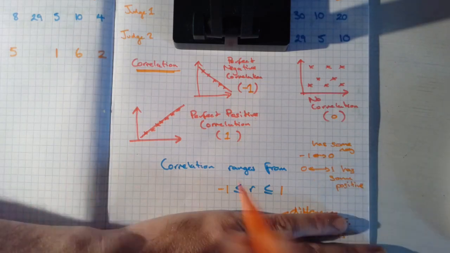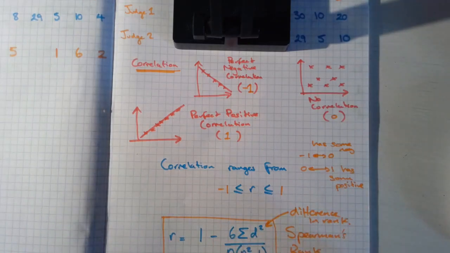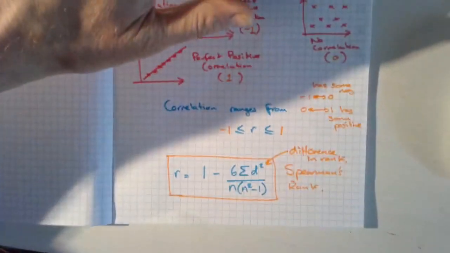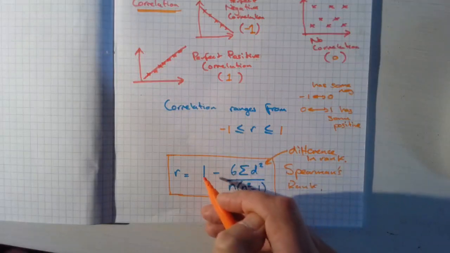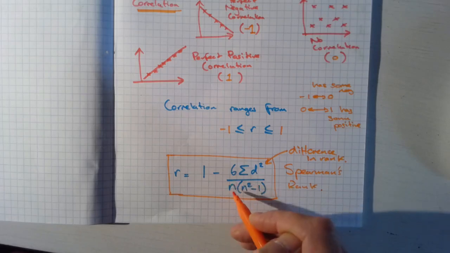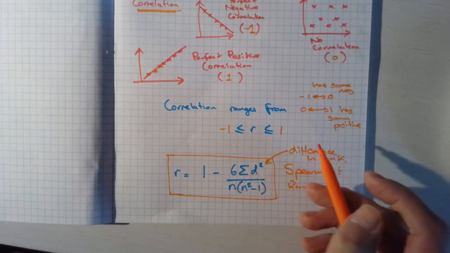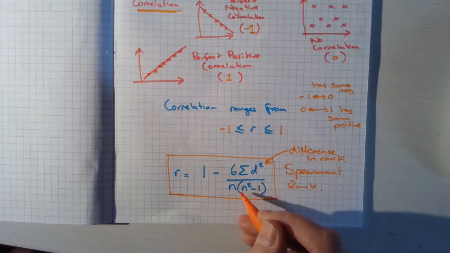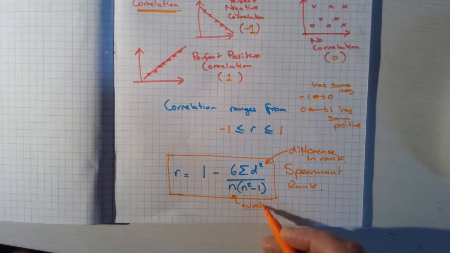Now there is a numerical formula for this, which is called Spearman's rank correlation, and it's given by this formula. The formula looks very tasty, but actually isn't that bad. It is 1 subtract 6 times the sum of d squared, divided by n bracket n squared take 1. Now d is the difference in the rank, and n is the number of items that you've got, the number of pairs.